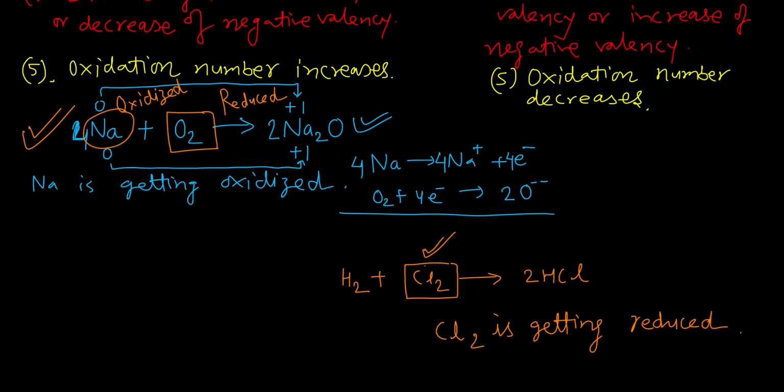Again, in Cl2 the valency of chlorine is 0, and in HCl if you calculate the valency of chlorine, it will be -1. So there is an increase in negative valency. This is also a characteristic of the reduction process. Similarly, if you calculate the oxidation state, the chlorine oxidation state in Cl2 will be 0 and -1 in HCl. So again there is a decrease in oxidation number, so it also verifies that it is a reduction process.